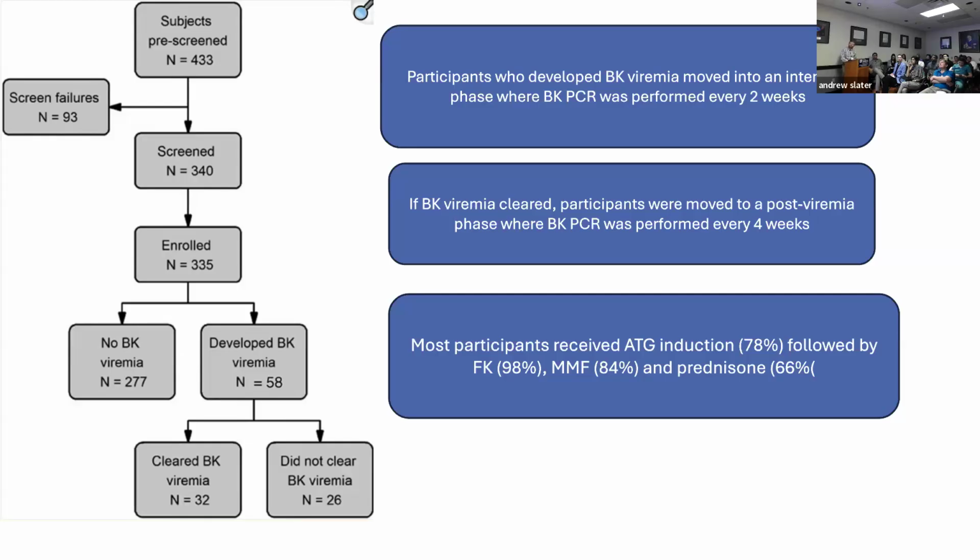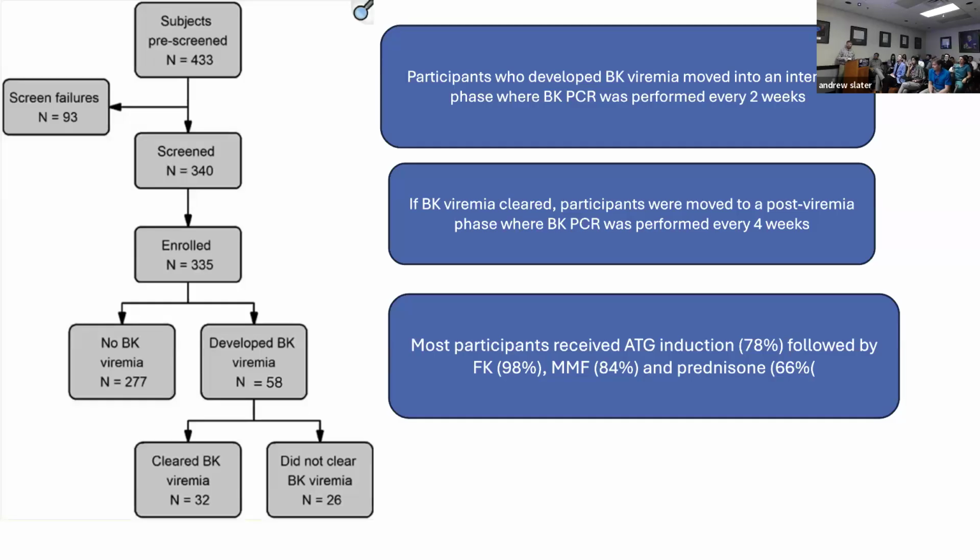So for those participants that developed BK viremia, they moved into the intensive phase where BK PCR was performed every 2 weeks. If you developed BK viremia, you moved into the intensive phase of the study where you were tested every 2 weeks. If you had BK viremia and then you cleared it, then you were no longer in the intensive phase and you were in the post-viremia phase, where the frequency of monitoring went from 2 weeks to 4 weeks.